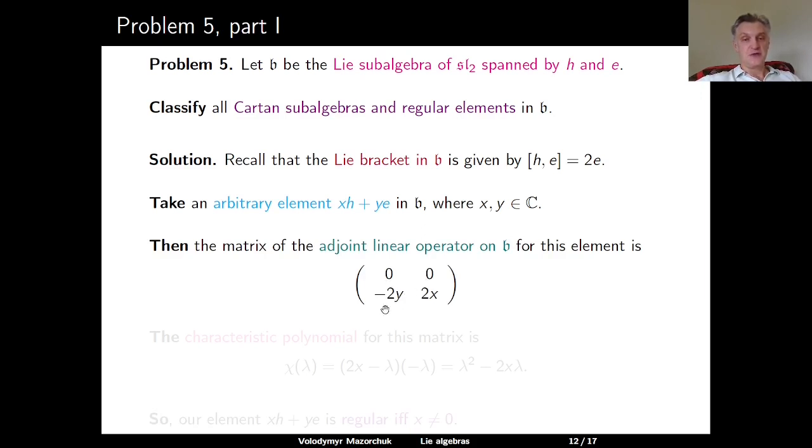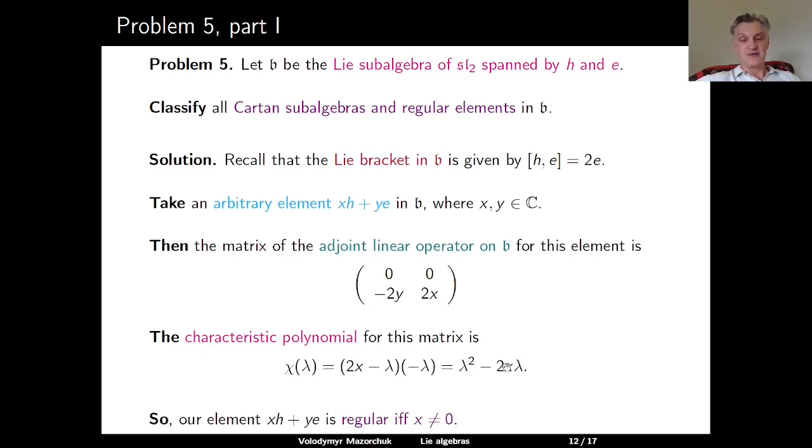So that's a matrix 0, 0, minus 2y, 2x. If we apply the adjoint operator of xH plus yE to H, the first term cancels, and the second term gives us minus 2yE. And if we apply it to E, the second term cancels, and the first term gives us 2x. That's a lower triangular matrix, so the characteristic polynomial is just subtract lambda on the main diagonal and take the product. We will get minus lambda times (2x minus lambda). So it is the polynomial lambda squared minus 2x lambda.